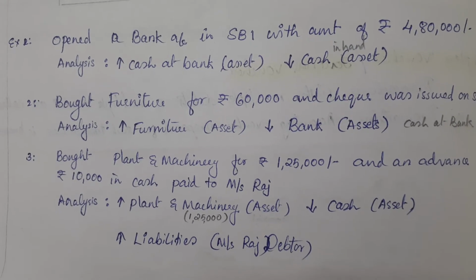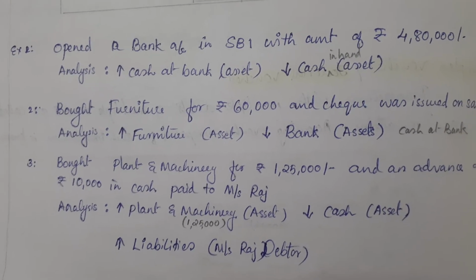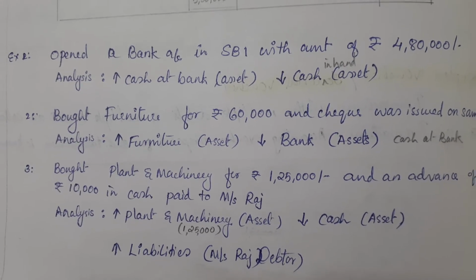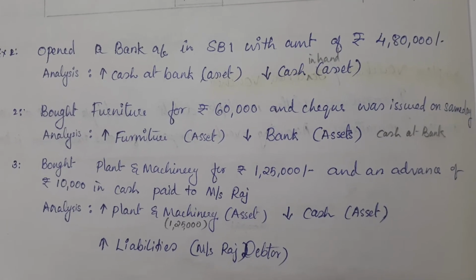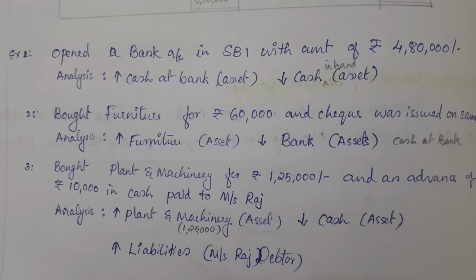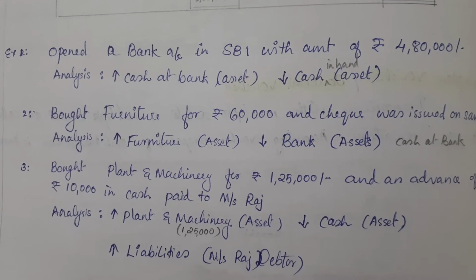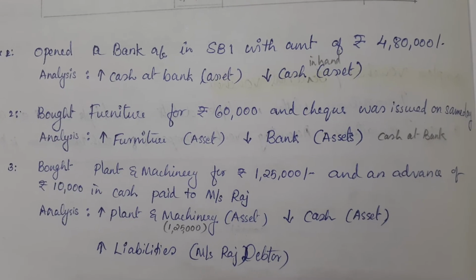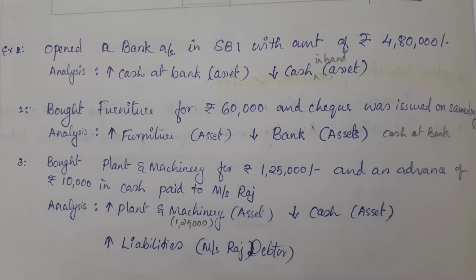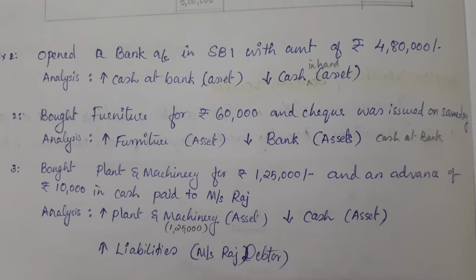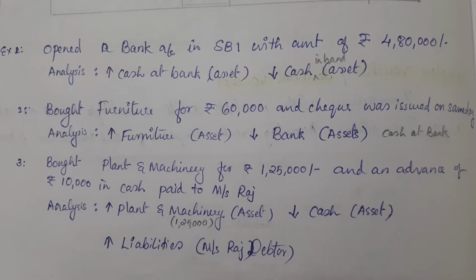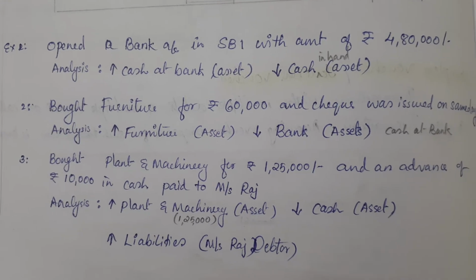Next, the third transaction: bought plant and machinery for rupees 1,25,000 and an advance of rupees 10,000 in cash paid to Miss Raj. Okay, that is another enterprise. Here you will understand: you bought plant and machinery for 1,25,000, but you are not paying the full amount in cash. You are paying only 10,000 as cash. That is also an advance. So the 1,15,000 you have to pay later.